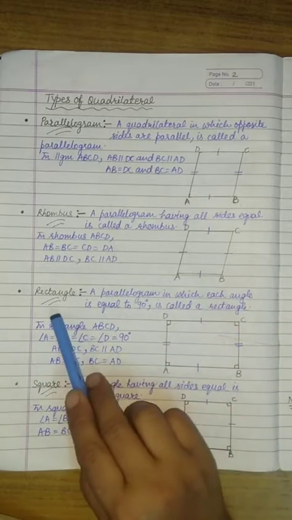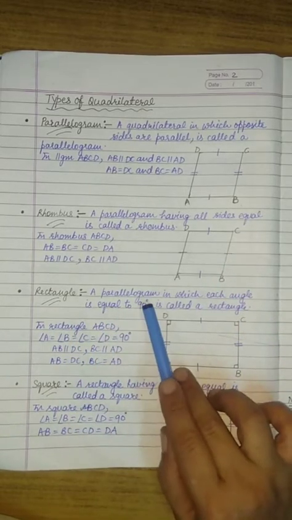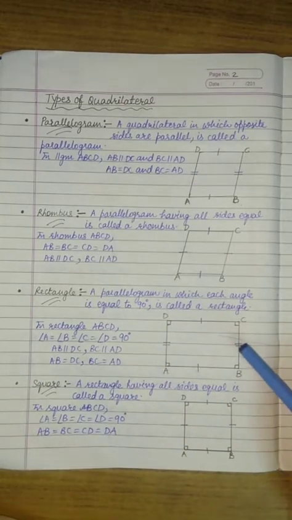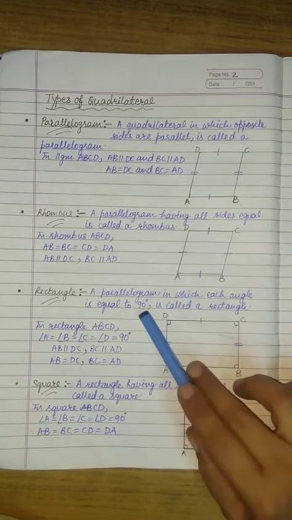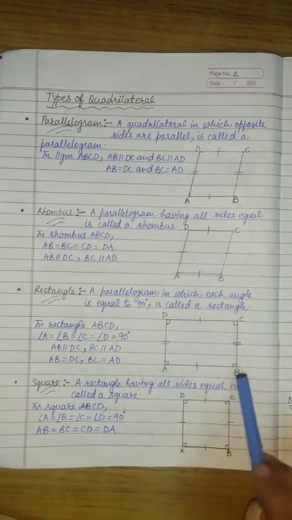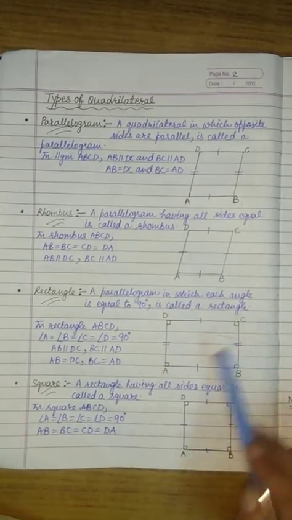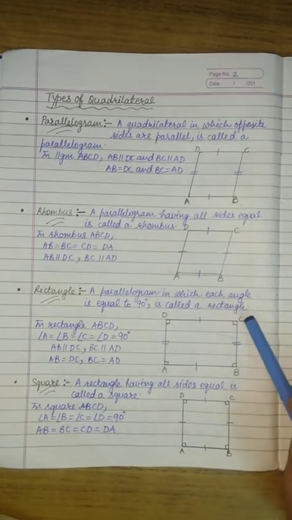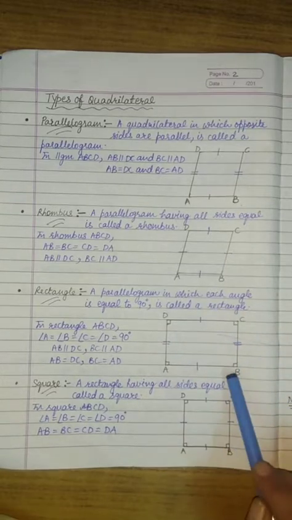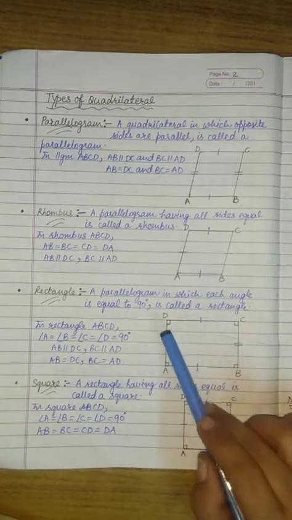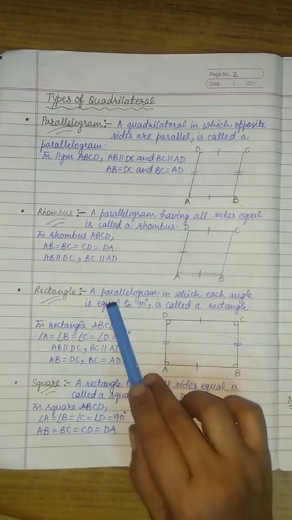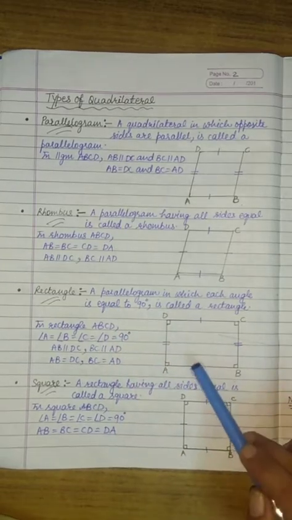Now next comes the rectangle. Again, a type of parallelogram. It means opposite sides are parallel but each angle is equal to 90 degrees, so it is called a rectangle. In rectangle ABCD, angle A is equal to angle B is equal to angle C is equal to angle D is equal to 90 degrees. Opposite sides AB is parallel to DC and similarly AD is parallel to BC, and because it is a parallelogram, opposite sides are equal also.